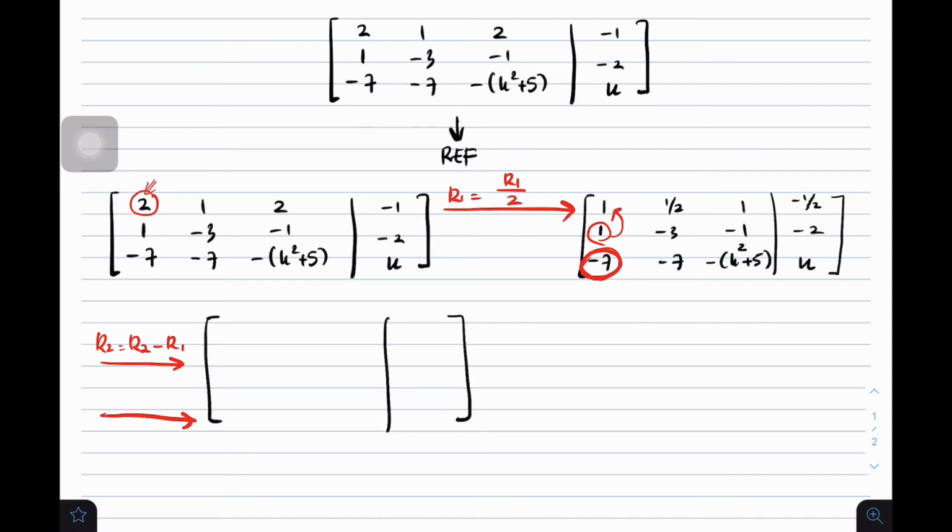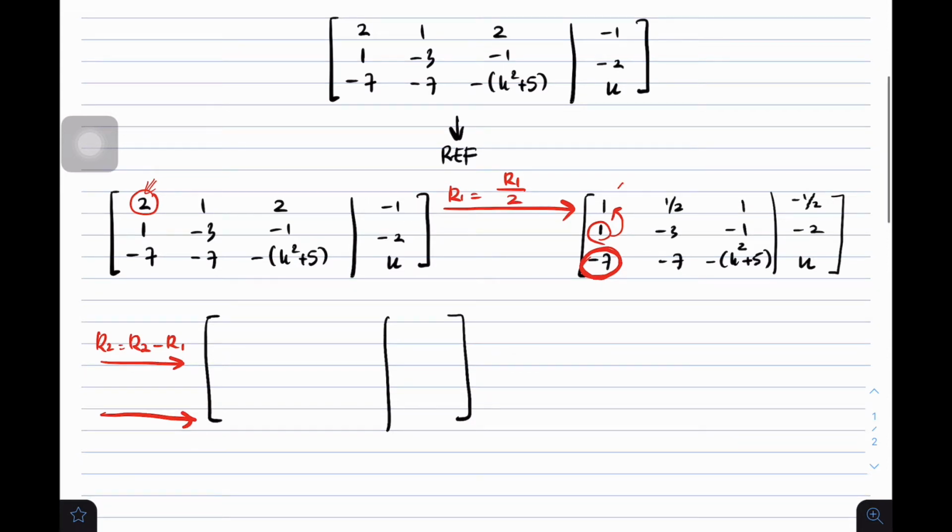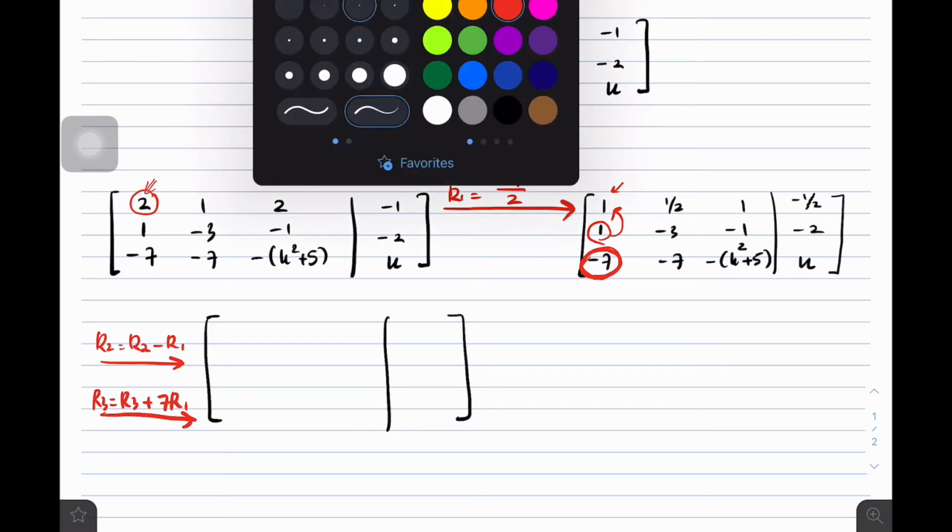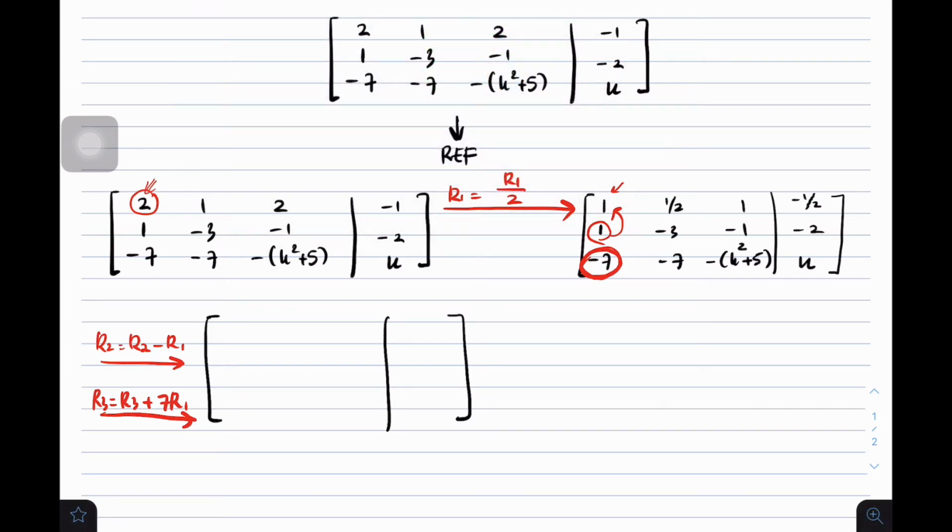So how can you get 7? You need to multiply row number 1 with 7. Okay, so row number 3, you will add it with 7 times row number 1. So it will change row number 2 and row number 3. Therefore, row number 1 will remain the same. You just need to copy back 1, half, 1, negative half.